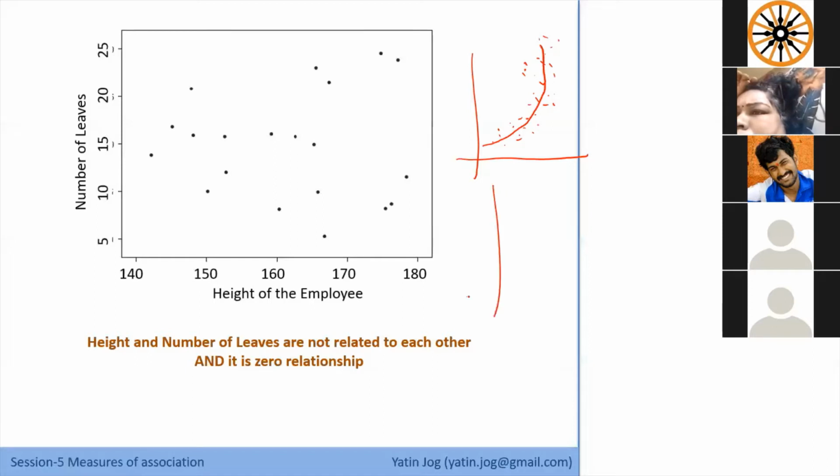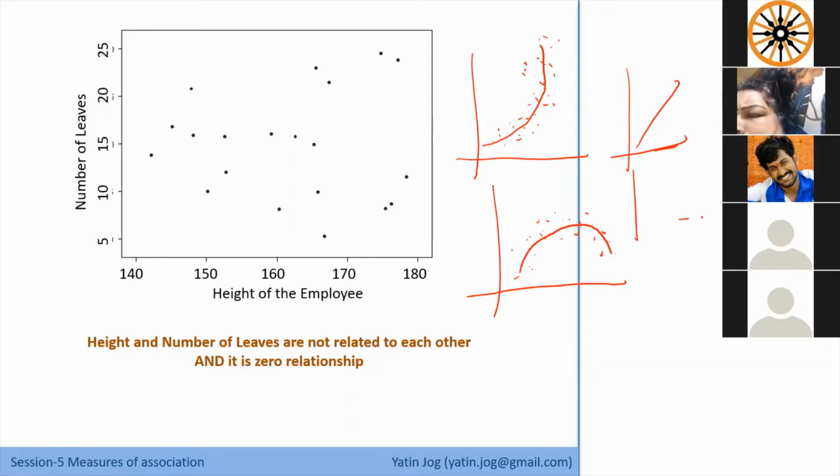Or in some cases, I may get a relationship something like this. If I plot data points and get a relationship of a U curve, this is not a linear relationship. So a linear relationship means when I fit all the data points using a straight line, either upwards or downwards. In this course, we are going to discuss all the linear relationships and even the regression models based on the linear relationships.